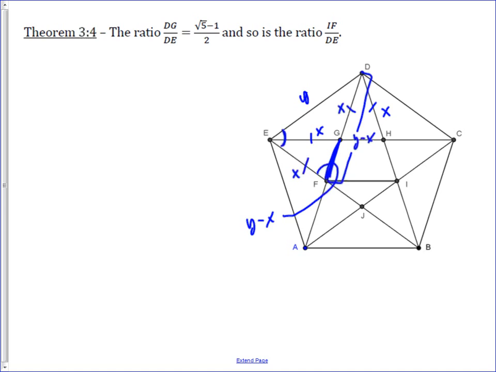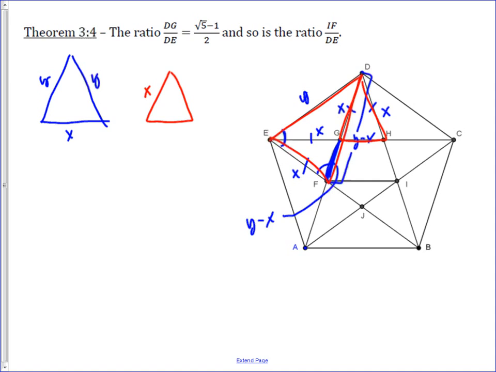Well, if you think about these 36, 72, 72 isosceles triangles, one of them is this one. That's the big one here. And the other one's the small one, this one right here. And it says this is X and this is Y minus X. Because these are similar, we can do a really nice proportion. Y over X equals X over Y minus X. And so Y squared minus XY equals X squared.